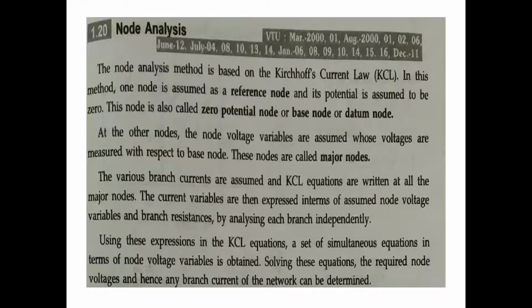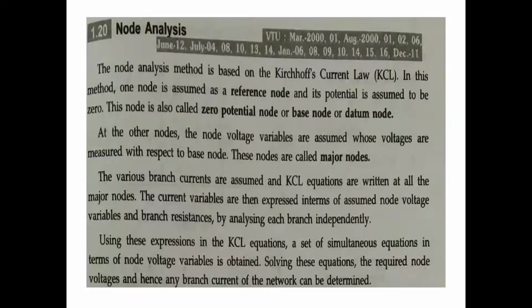Always one node is a reference node, because the reference node is very important and its potential is assumed to be zero. Its voltage should be zero. The reference node is also called the zero potential node, base node, or datum node. The other nodes have node voltage variables, whose voltages are measured with respect to the base node.